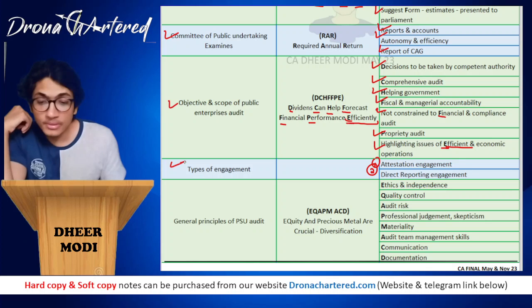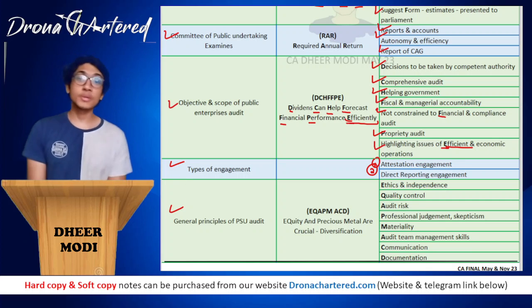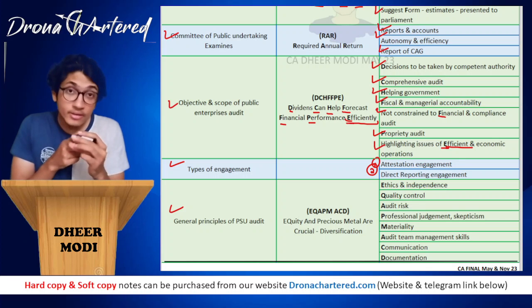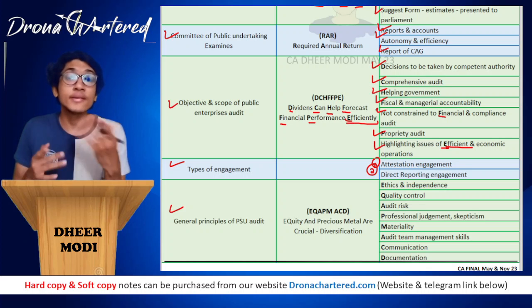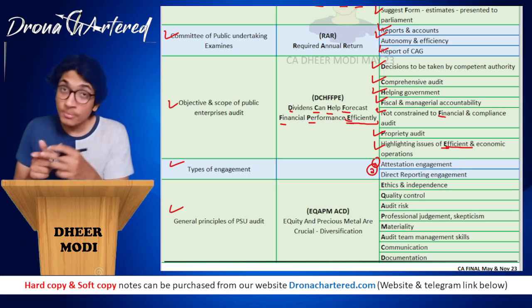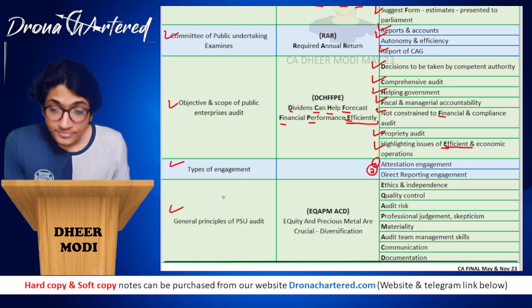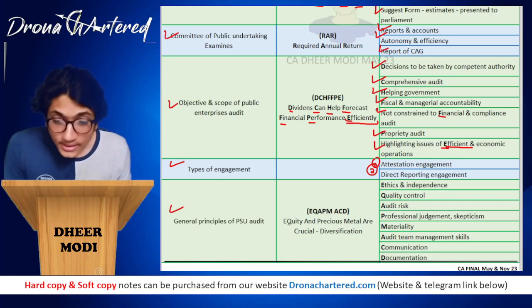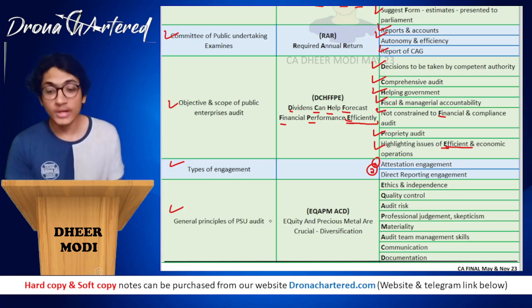So general principles, this we've done. Now we are doing general principles of your PSU audit. Try to remember what key we had made earlier. Dividends can help forecast financial performance efficiently, DCHF. Under general principles of PSU audit, equity and precious metals are crucial for diversification.